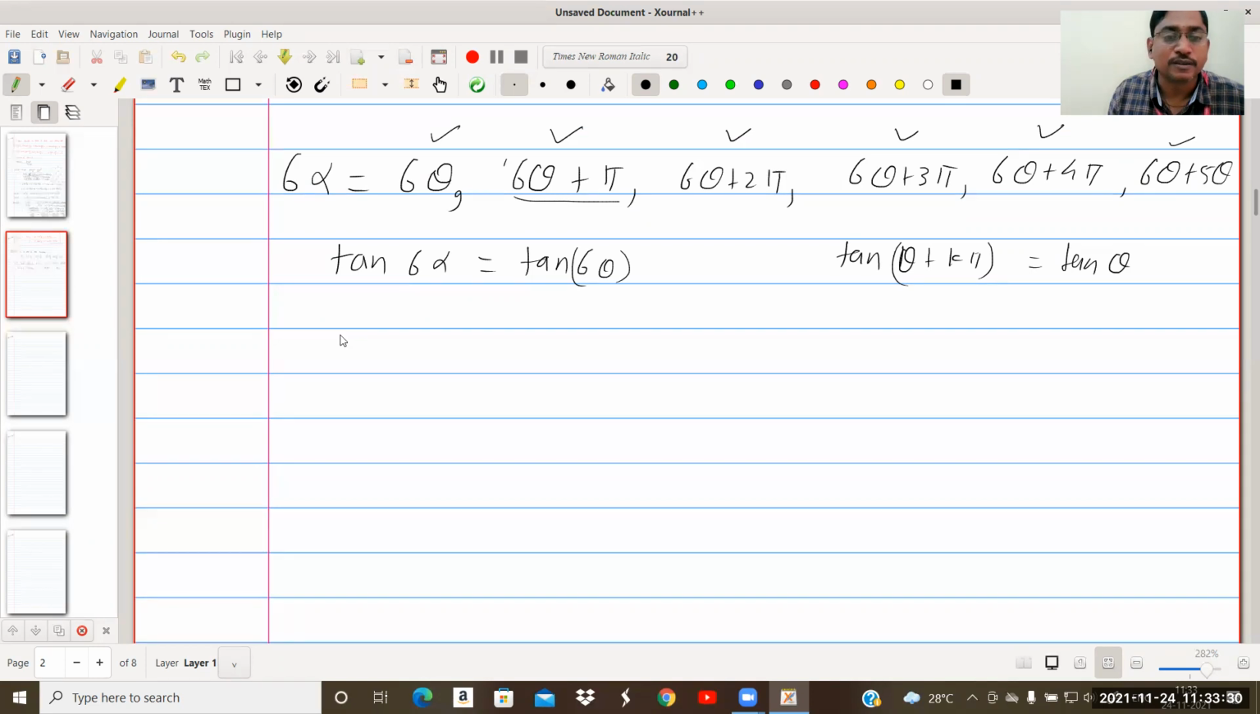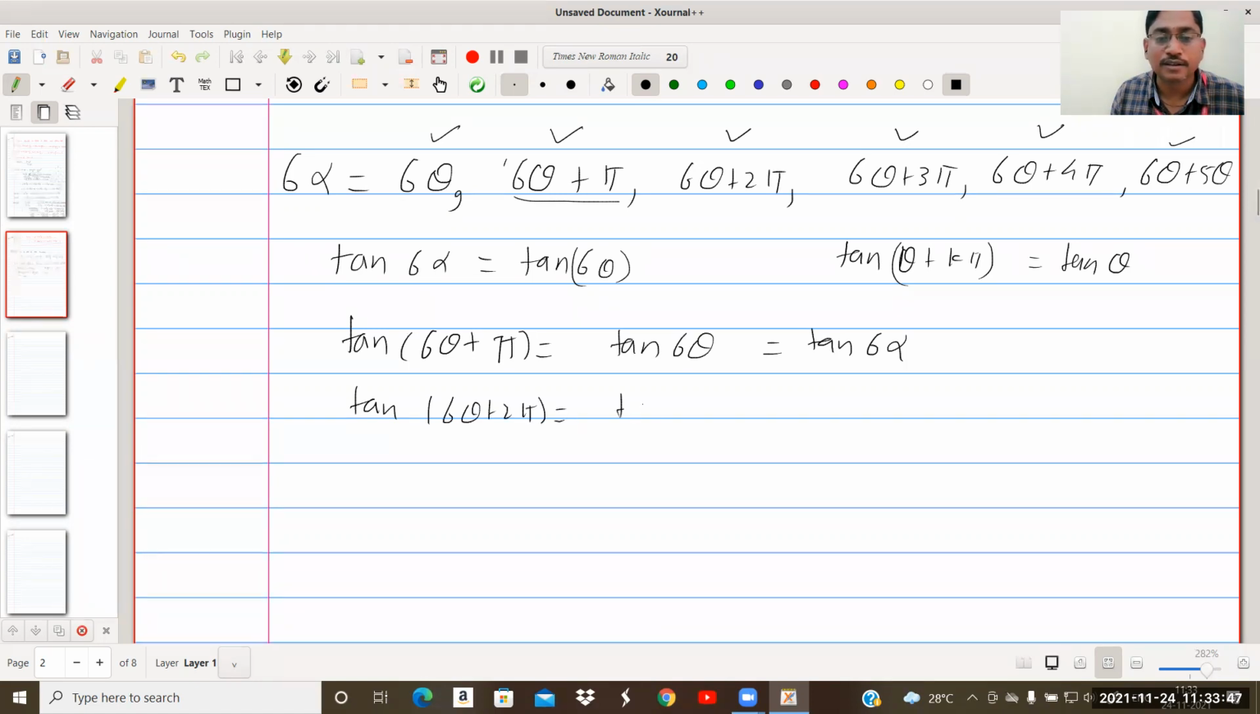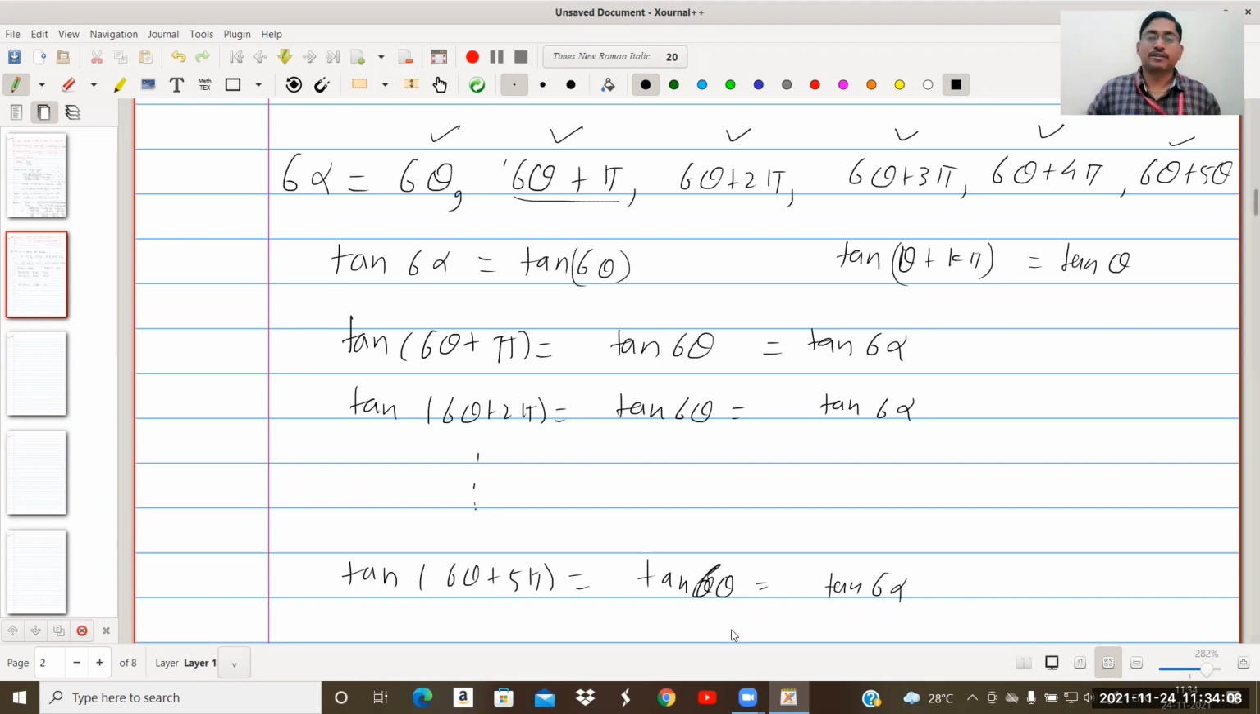So if I look here, why did we write it this way? Tan of 6 theta plus pi is tan 6 theta, and 6 theta is 6 alpha, that's why I wrote it like this. Tan of 6 theta plus 2 pi is also tan of 6 theta, but 6 theta we are taking as 6 alpha. Continuing like this, tan of 6 theta plus 5 pi is also tan 6 theta. So this is tan 6 theta, meaning 6 alpha. That's why I have written above. In all 6 cases, these values are just like that.